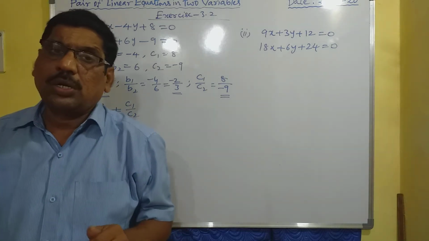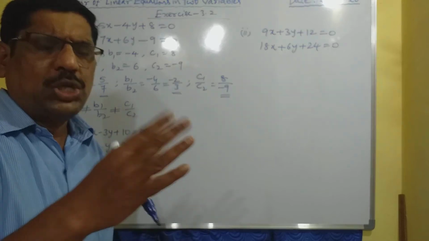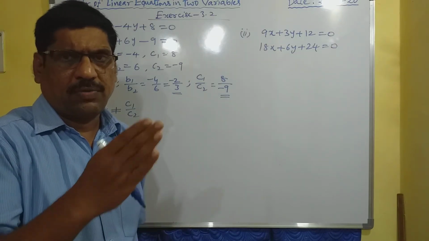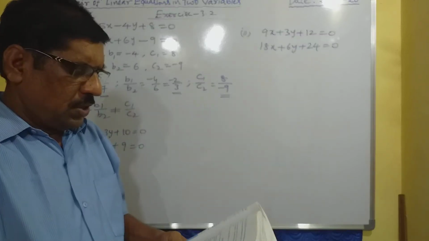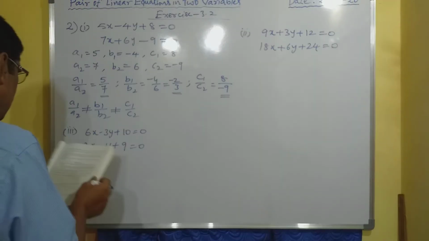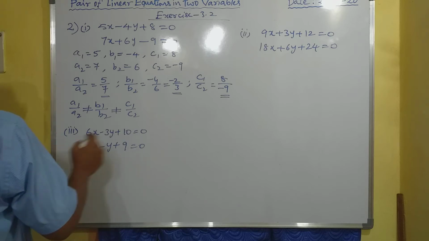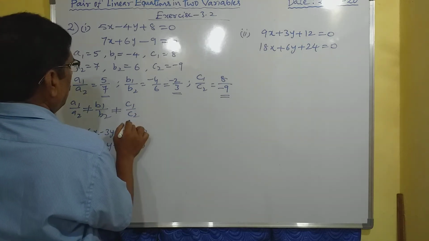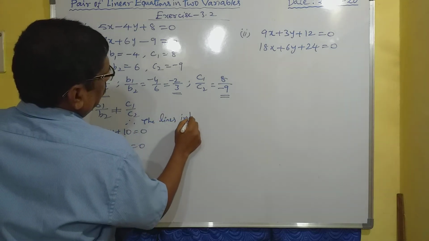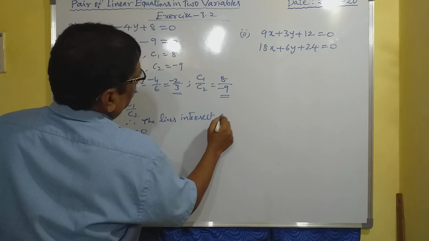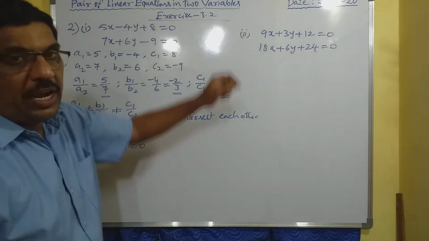So we came to know that the ratios between the coefficients of x and y and the constants are not equal to each other. So we can say that here the lines intersect each other. Okay. Now let us do the second problem.